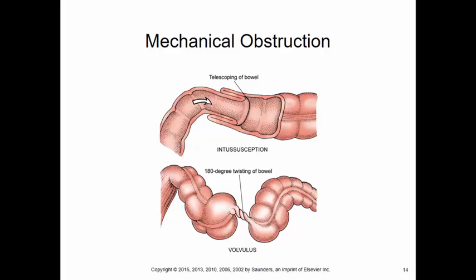Just like so many other things in the gastrointestinal tract, obstruction can cause issues with fluid and electrolyte imbalance. Peritonitis is another result. Renal insufficiency or death due to hypovolemia are also possible problems. In this graphic here, we have two types of mechanical obstruction, intussusception and volvulus. We discussed that intussusception is really not all that uncommon in children.